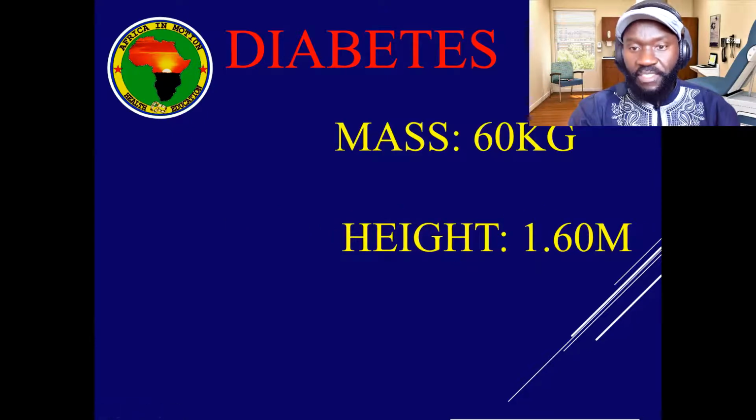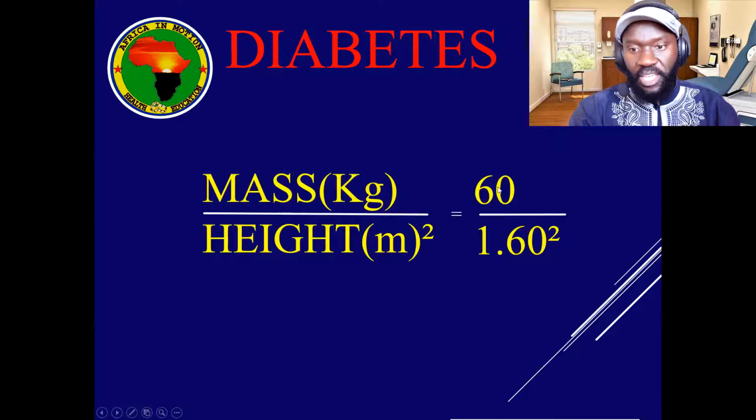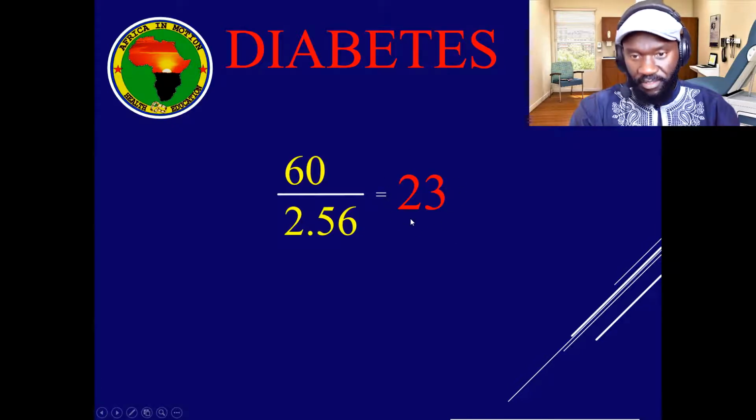For example, let's say you have 60 kilograms and your height is 1.6 meters. You will take 60 kilograms divided by 1.6 meters squared, which means 1.6 times 1.6. If you take 1.6 times 1.6, the answer is 2.56. Then we divide 60 by 2.56, and the answer is 23.